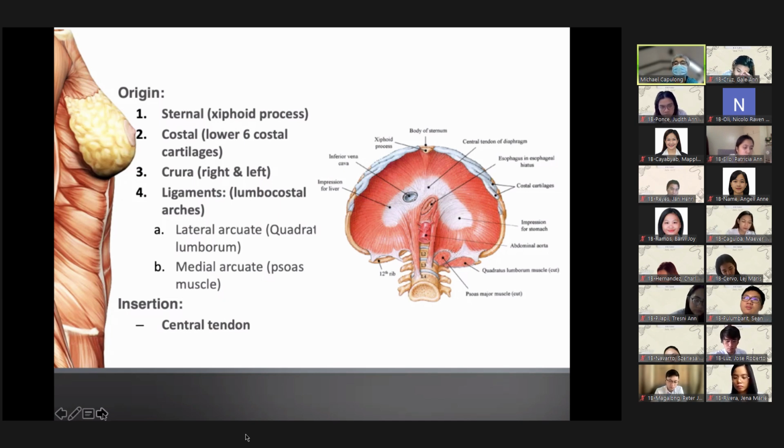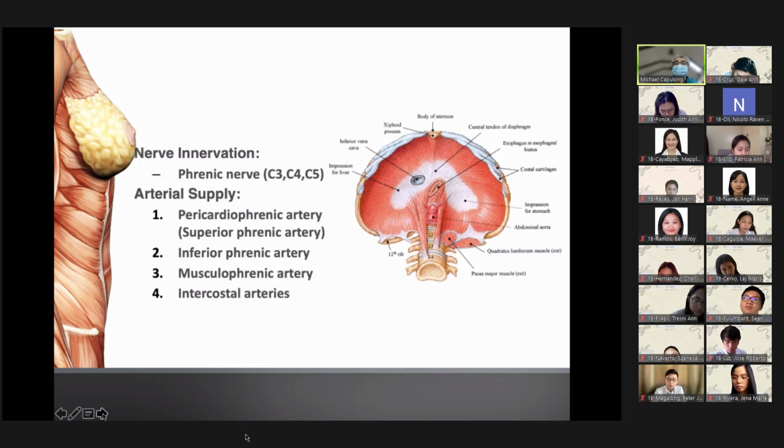As I've said, your diaphragm is the major muscle of respiration. So this controls the expansion and the deflation of your lungs during inspiration and expiration. This is innervated by your phrenic nerve and will have a fair amount of blood supply coming from different branches. You have your pericardiophrenic artery, your inferior phrenic, musculophrenic, and your intercostal arteries.